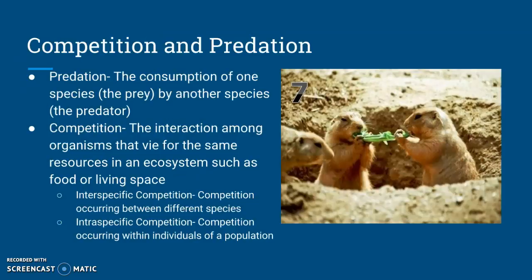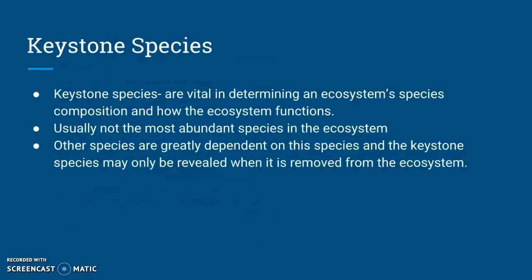Okay, next is competition and predation. Predation is the consumption of one species, the prey, by another species, the predator. Competition is the interaction among the organisms that vie for the same resources in an ecosystem, such as food or living space. So interspecific competition is a competition occurring between different species, and intraspecific is competition occurring within individuals of a population. So interspecific between different species, intraspecific between individuals of that population, which would be the same species.